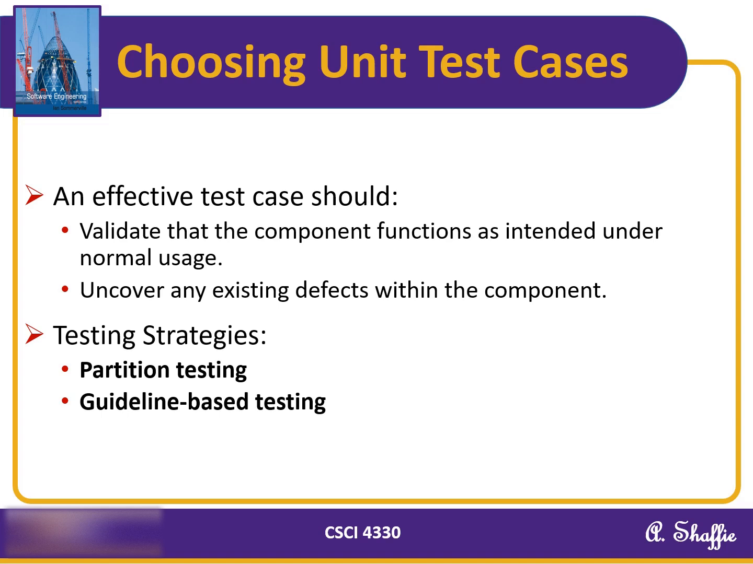Now let's talk about testing strategies. In general, we have two testing strategies. The first one is partition testing. This strategy involves identifying groups of inputs that share common characteristics and are processed in the same way. For example, if you are testing a function for calculating discount, you might divide inputs into groups like the valid discount rates, invalid rates, and edge cases. You then choose test cases from within each group to ensure all scenarios are covered.